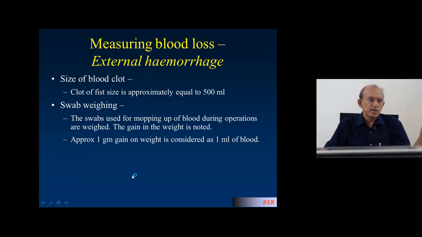Size of the blood clot: there are 2 fist-size blood clots, so it is about 1000 ml. The mops are carrying about 500 ml of blood. So altogether it has come to 1500 ml. 1500 ml means if you don't transfuse blood, the patient will go into severe shock. So immediately we'll take a decision to get the blood from the blood bank and transfuse the blood.